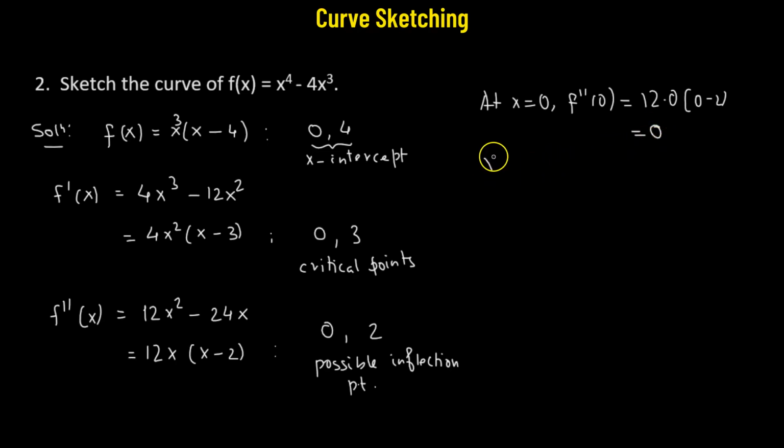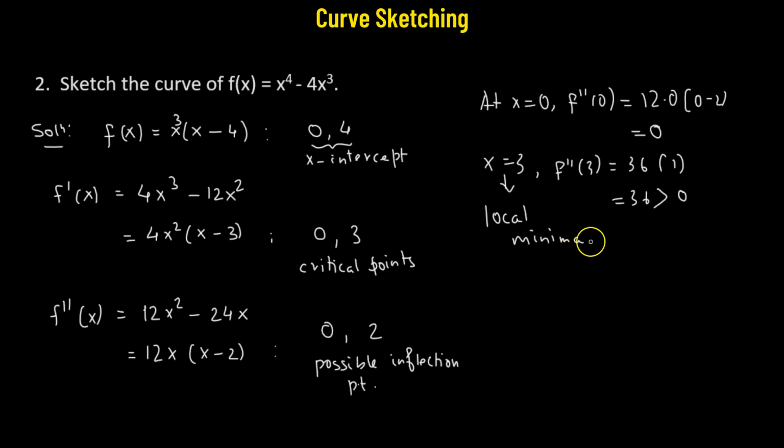At x equals 3, f double prime of 3 equals 12 times 3, which is 36, times 3 minus 2, which is 1. So this is a positive value. This means x equals 3 is a point of local minima. So we have a local minima here, and there is no extrema present at 0.